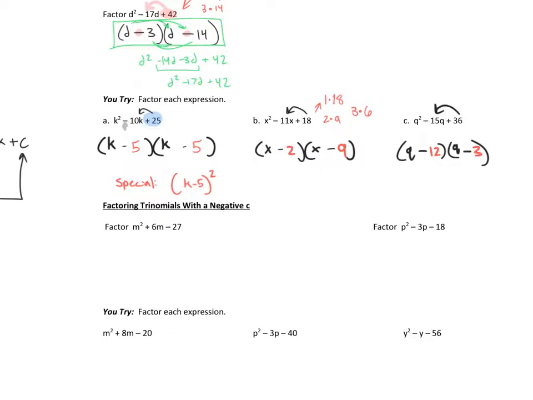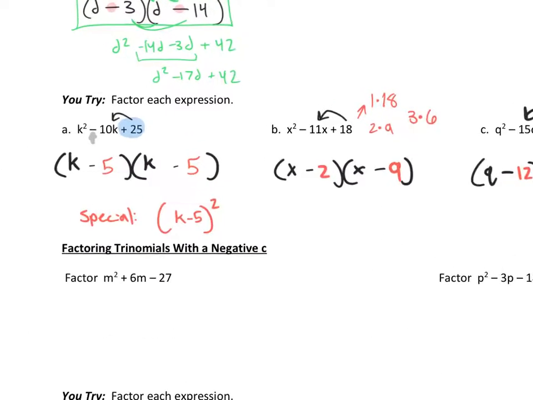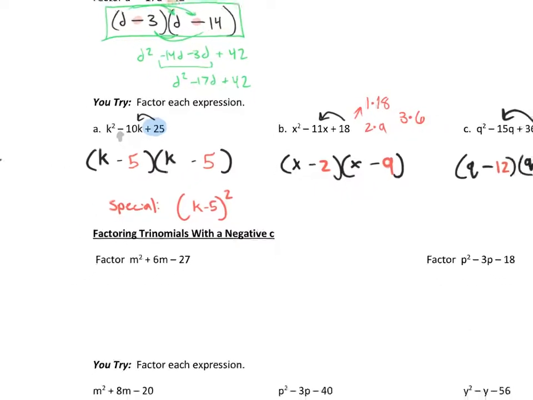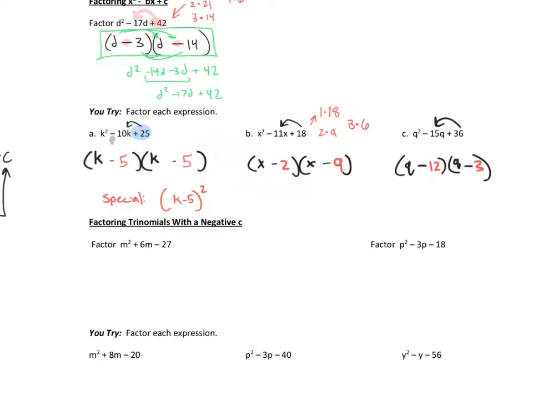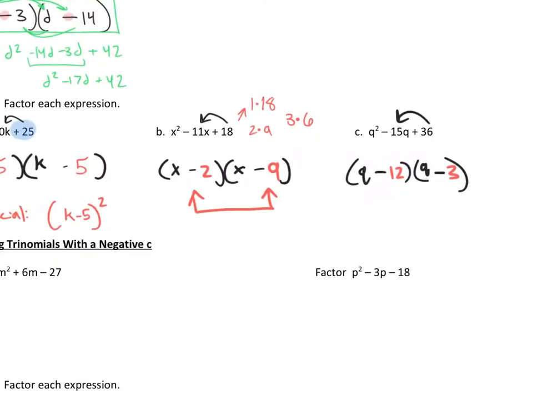Here are the answers. The first one is special, and we'll have its own section to cover this. It ends up being k minus 5 and then another k minus 5, which we could shrink down to k minus 5 squared. You didn't have to know that yet. The middle one was x minus 2, x minus 9. And recall, if you had these flip-flopped, that's just fine. They can be in either order. And then the final one, negative 12 times negative 3 is positive 36, and they add to a negative 15.